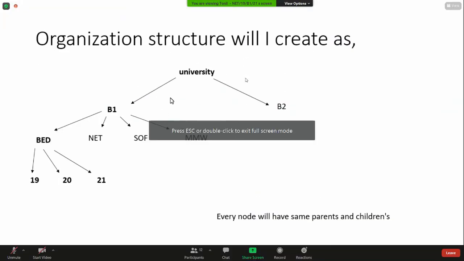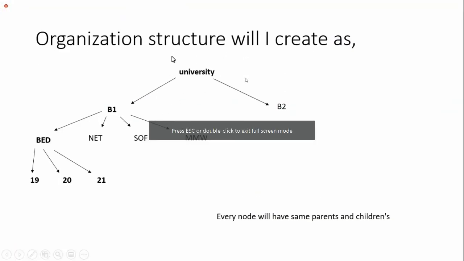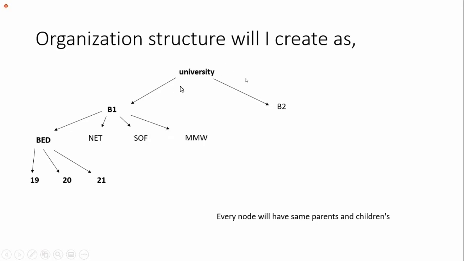Scenario to create my organization unit. So I use the first organization unit as university. Under that, I create B1 and B2. Under B1, you can see these 4 subjects are available. In one subject, you have 3 years, and under these 3 years, you will see users.